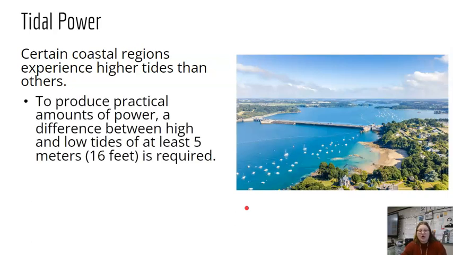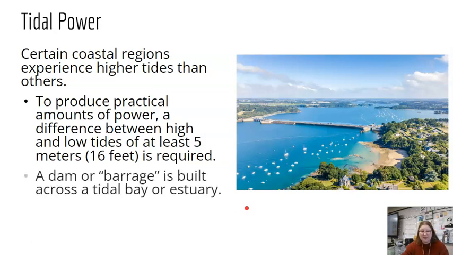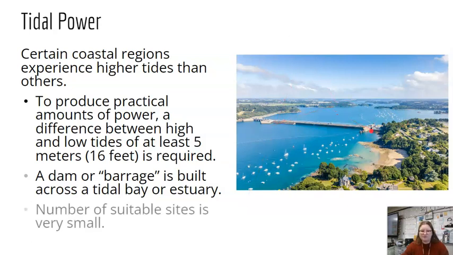Those tides are not always equal. Some tides go in and out, or up and down, more than others. But for tidal power to make sense, to produce practical amounts of power, there needs to be a difference between high and low tide of at least 5 meters, which is 16 feet. And a dam or barrage is built across a tidal bay or estuary, and that's what this is right there. There are a lot of limitations here because the number of suitable sites for this is very, very small. This isn't something that can be done everywhere.